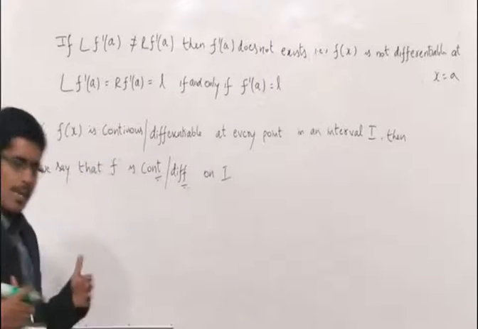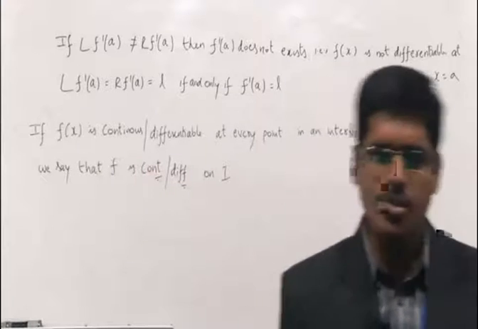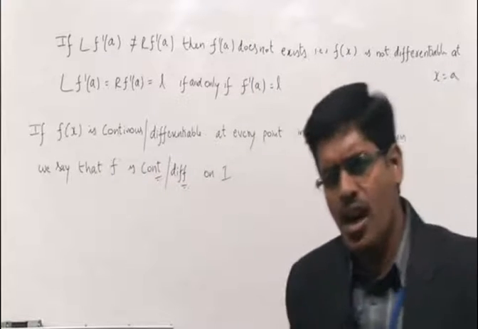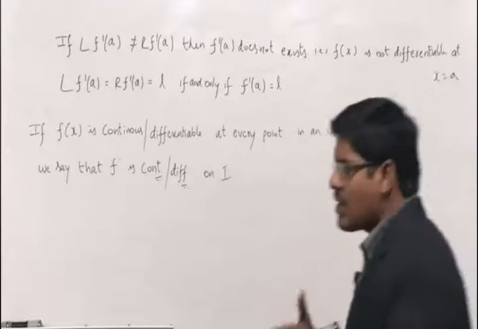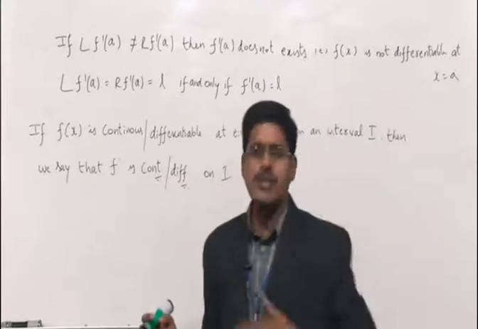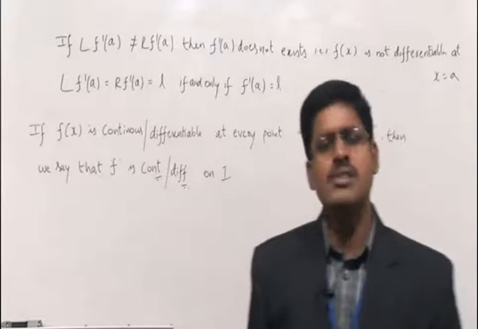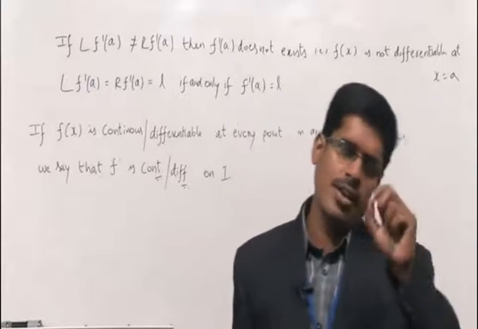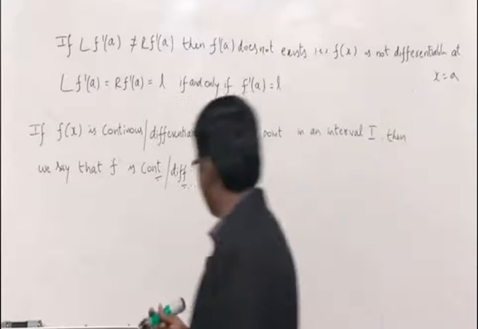So, in the interval, there are many points, A, B, C, D, like that. At every point, the function is satisfying either continuity or differentiability. Then only, on the whole interval, we say that the function is continuous or differentiable. So, geometrically, the graph of f of x is continuous without gaps. That is called continuity on an interval. Similarly, differentiability means, once you get the graph, at every point on the curve, the tangent exists. The slope of the tangent exists.